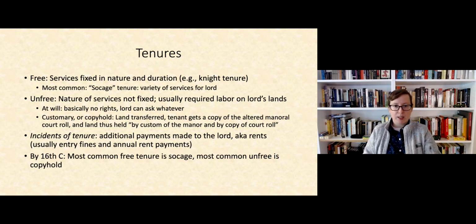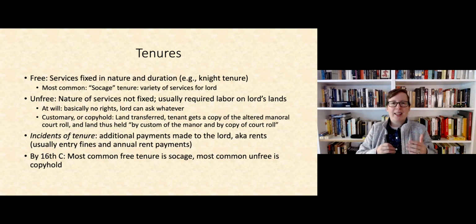What happens is there's a manorial court roll, sort of a record of the estate, a record of the land holding. And when land is transferred, the Lord is going to make a note in the book and give the tenant a copy of that. That manorial roll is going to have the nature of the agreement stored, and the tenant doesn't get the original, but they get a copy.